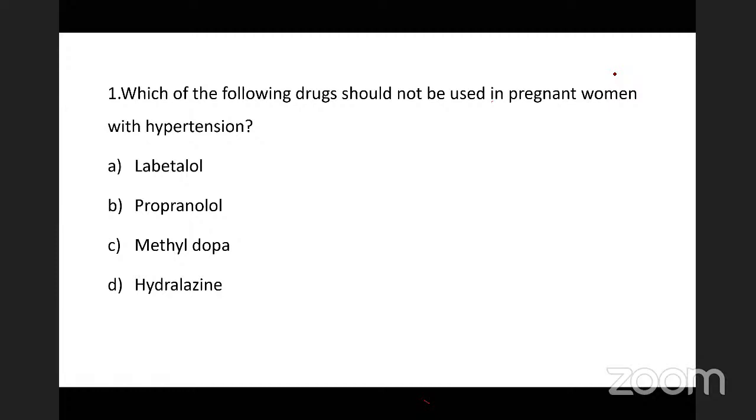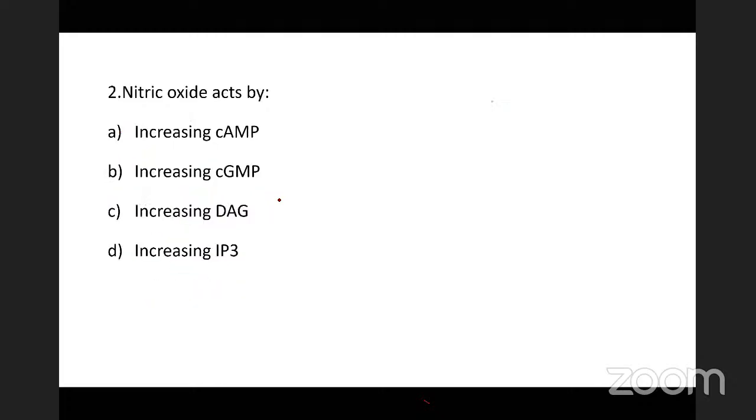Which of the following drugs should not be used in pregnant women with hypertension? So they're asking which drugs are teratogenic in this. Okay, we know ACE inhibitors, ARBs, beta blockers like propranolol are contraindicated in pregnancy. Among the following options, labetalol is the safest drug in pregnancy, methyldopa, hydralazine, these are safe drugs in pregnancy. The only option contraindicated in pregnancy is propranolol. The answer is propranolol.